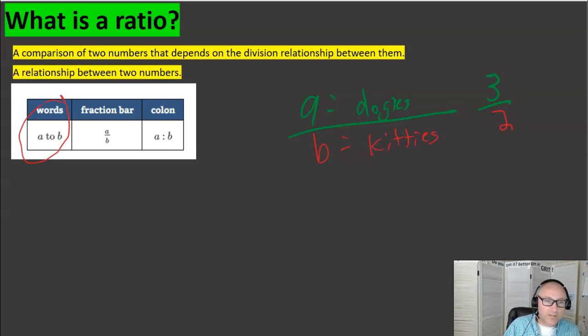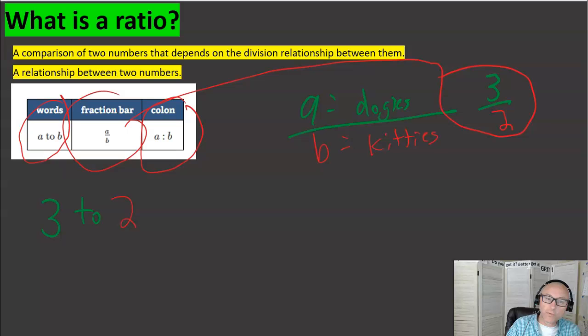You can also just say 3 to 2. If you write the fraction bar, we already did that: 3 over 2. And then if you're going to write it with a colon, which is also very popular for representing ratios, it would look like this. 3 colon 2.